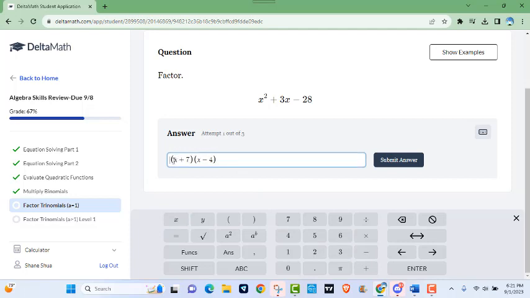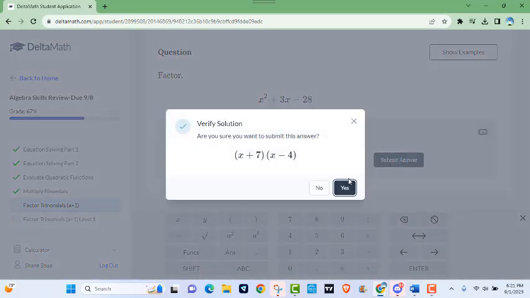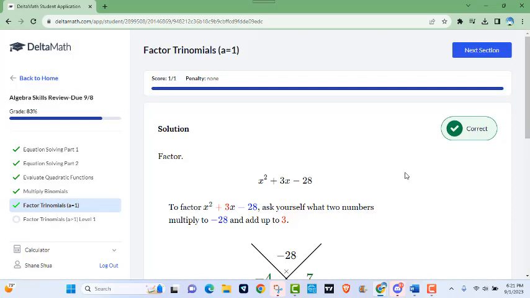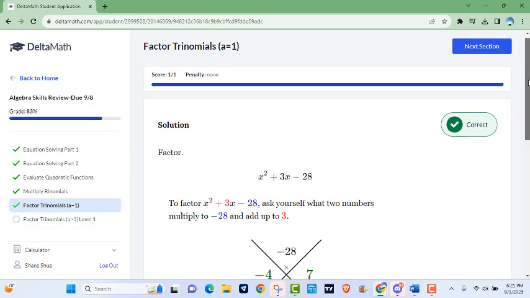Got too many parentheses here. So, x plus 7 times x minus 4. I'm going to submit my answer. And it's correct. I see DeltaMath here.